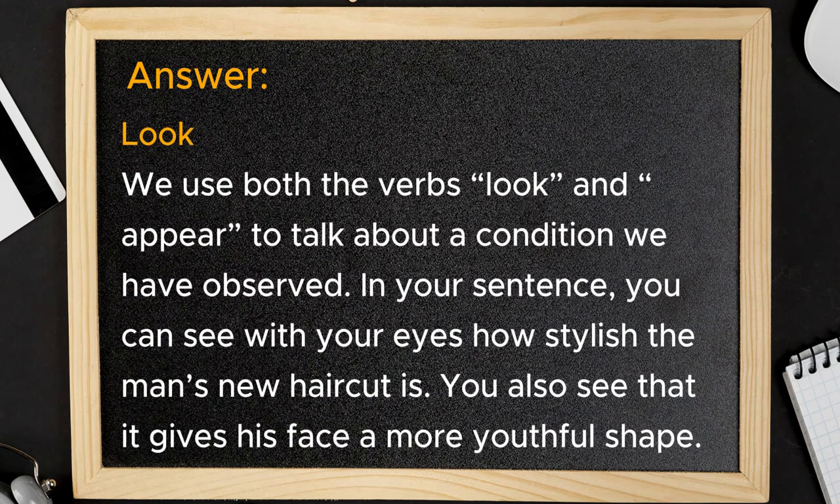We use both the verbs look and appear to talk about a condition we have observed. In your sentence, you can see with your eyes how stylish the man's new haircut is. You also see that it gives his face a more youthful shape.